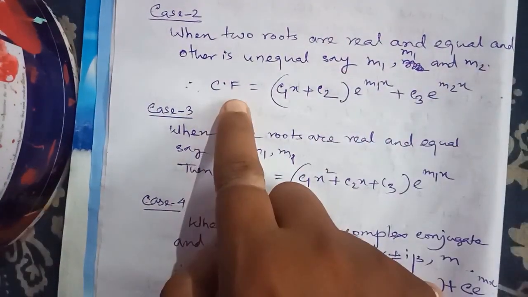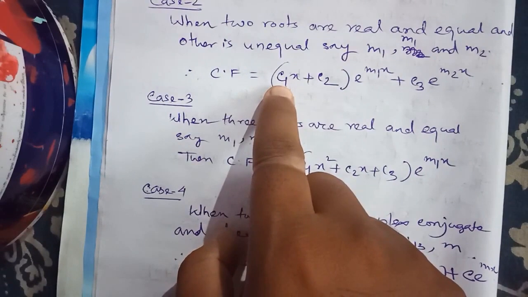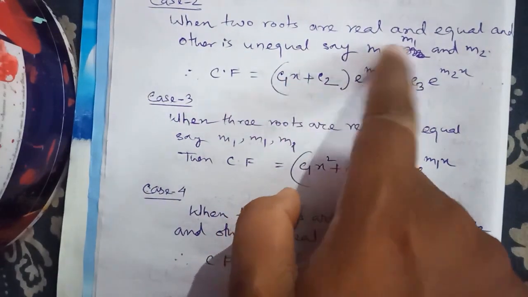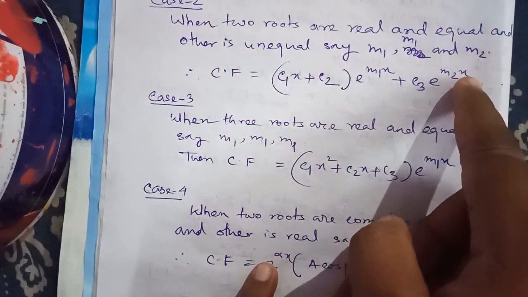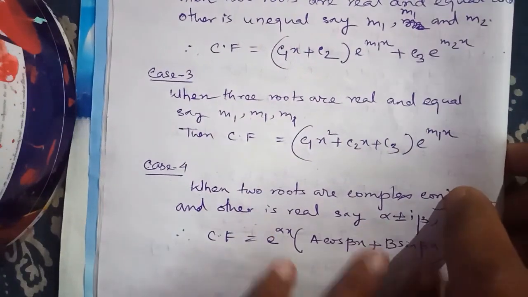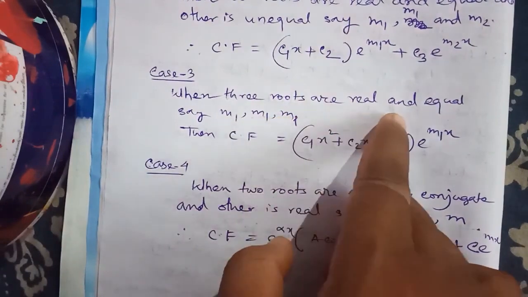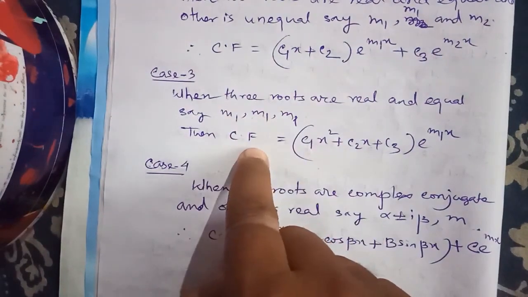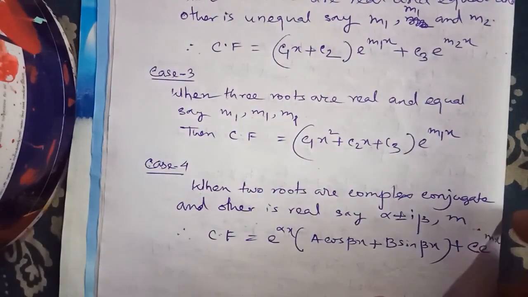So in that case, what will the complementary function look like? As I have already mentioned before, when two roots are real and equal, its complementary function is (c1 x plus c2) into e to the power m1x, and for m2, which is different, it will be plus c3 into e to the power m2x. What will happen in the third case? When all three roots are real and equal, say m1, m1, m1, the complementary function will be (c1 x square plus c2 x plus c3) into e to the power m1x.